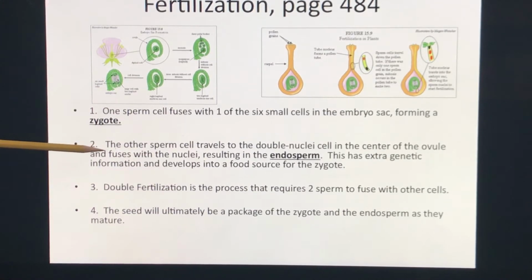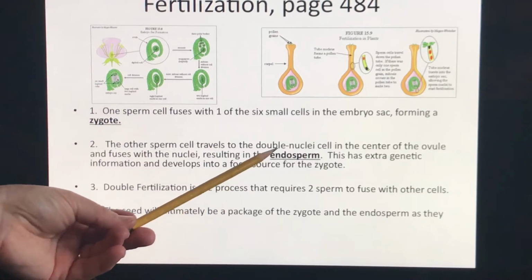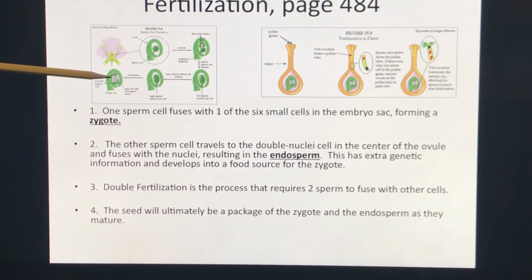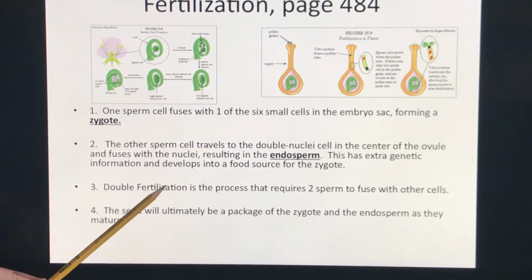Then the other sperm cell, remember there were 2, travels to this double nuclei cell, the one that was gray here, in the center of the ovule, and fuses, and that part results in what's called the endosperm. And remember, because this had 2 nuclei, it has sort of an extra genetic information, and this will develop into a food source for the zygote. And so the reason it's called double fertilization is that it requires 2 sperm to fuse with the cells.